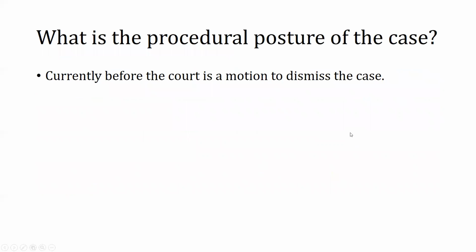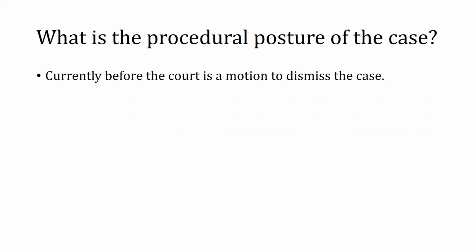Now let's think about the procedural posture of the case. Procedural posture means in the legal dispute, in the legal case that we've got in front of us, where procedurally are we in that case at the moment where this decision is being rendered? Currently, it's before the court on a motion to dismiss the case.